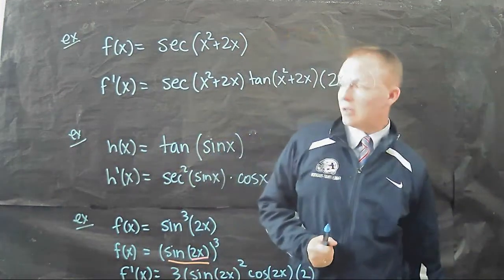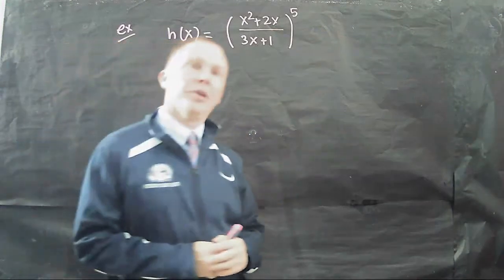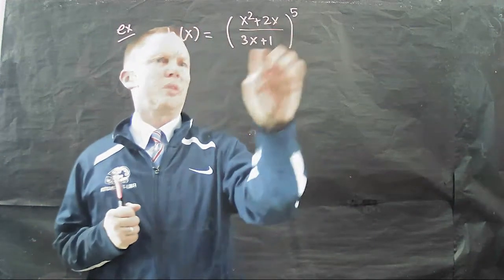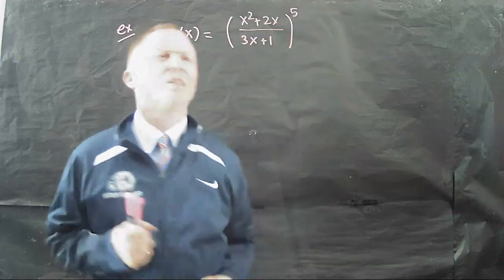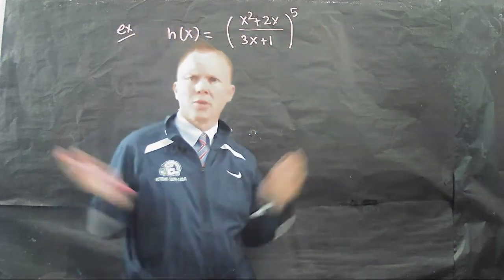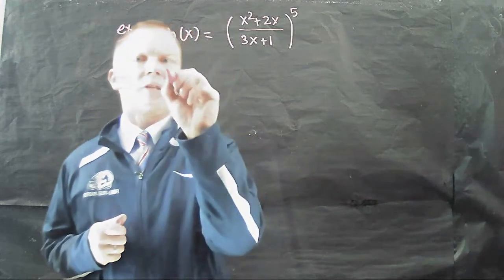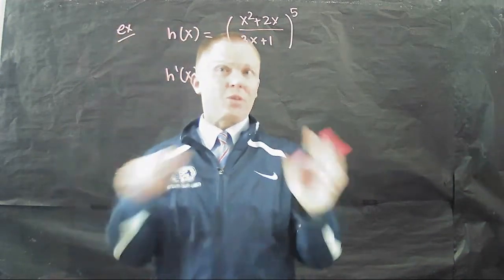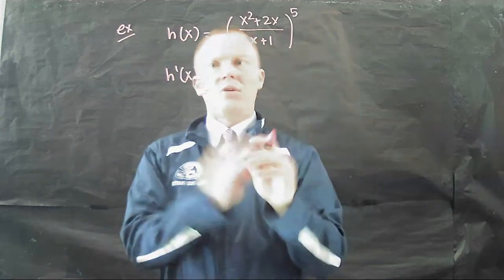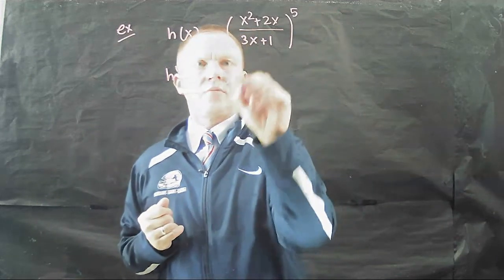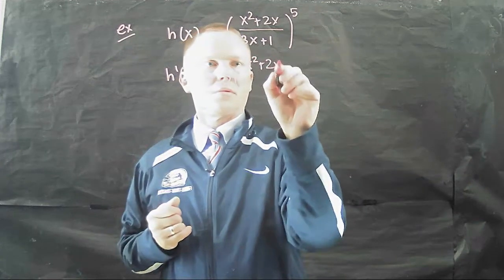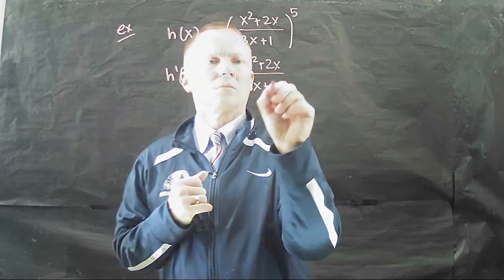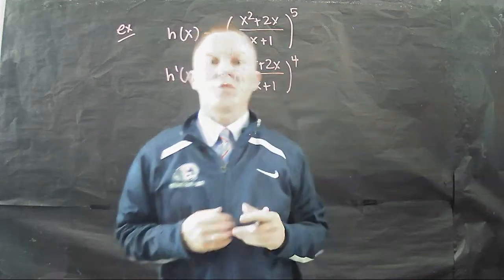Okay, let's erase. Got another example here. This looks ugly, man. h of x is x squared plus 2x over 3x plus 1, all of that raised to the 5th power. Okay, so we're going to chain this baby up. Take the derivative of this sucker. How do we do this? We've got something to the 5th power. So we're going to take the derivative of the whole thing. It's like you just treat the something like it's an x. So that's the derivative of the whole thing.